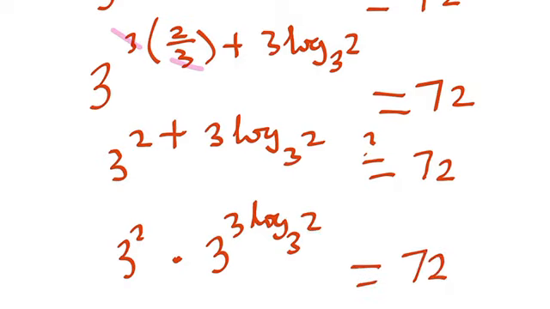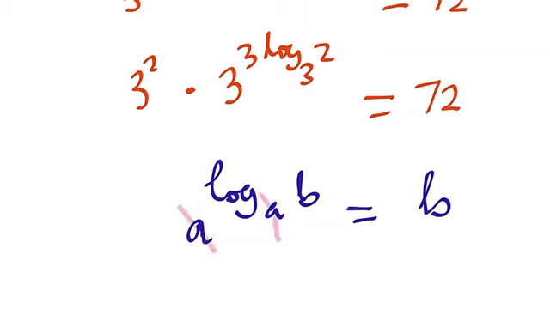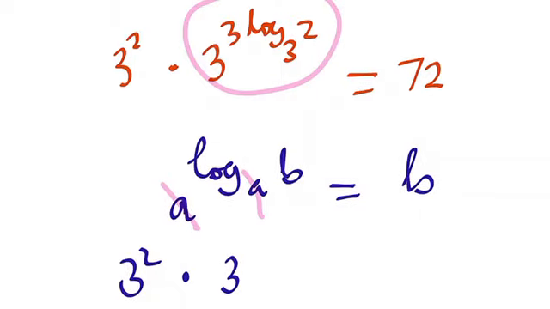I want you to recall that when you have log base a of a to the power b, this will give us b, which is telling us that we cancel this. So that's why we have that. Now from what we have here, this is 3 to the power of 2 multiplied by 3 to the power of log base 3 of 2 to the power of 3, then equals 72.